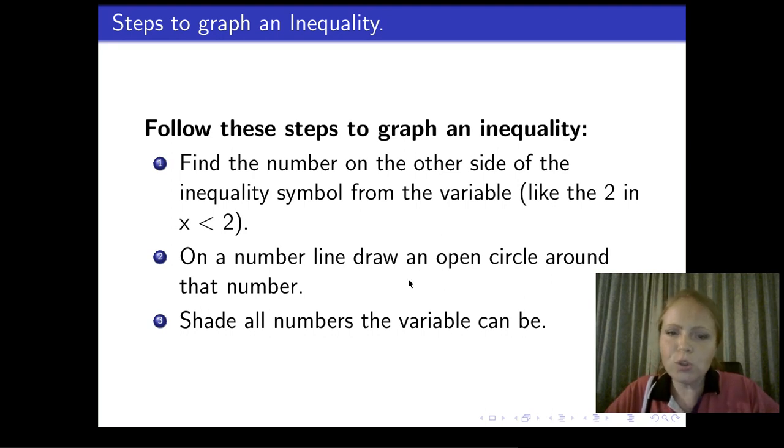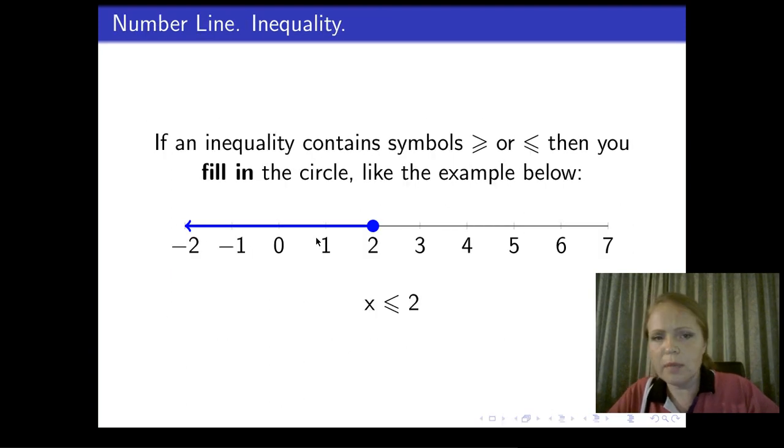Next step, you draw a number line and circle, for example, number 2 on your number line. Where is number 2? And then you have to show the solution, the answer to the inequality. So you have to shade all numbers which can be solutions for that inequality, all the numbers the variable can be. Let's see some examples.